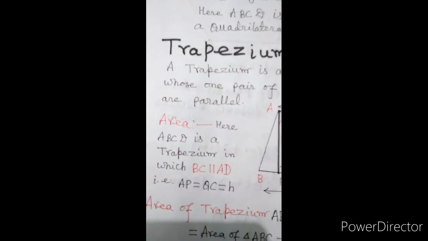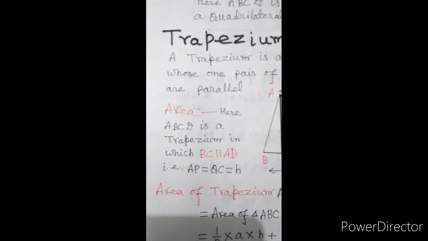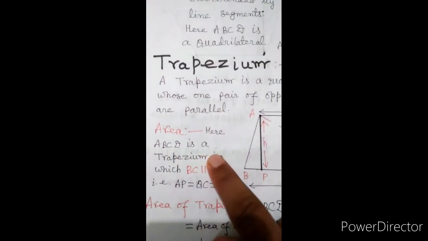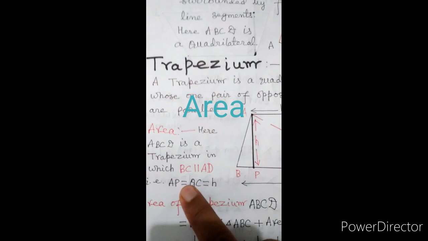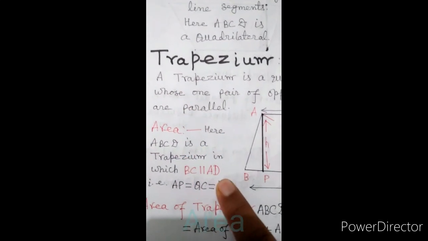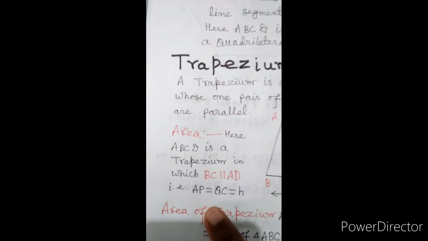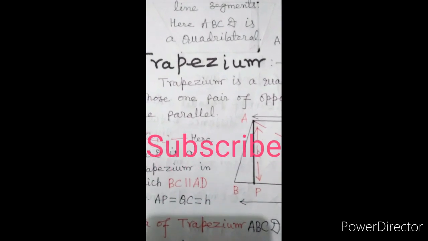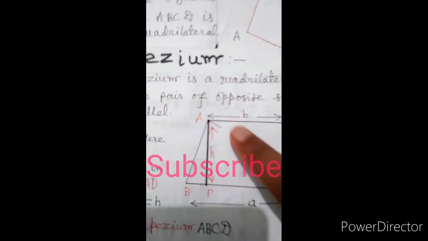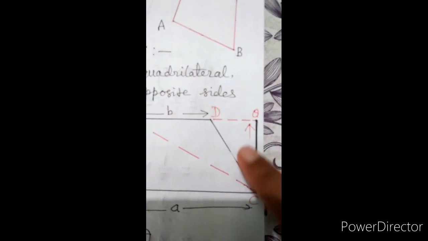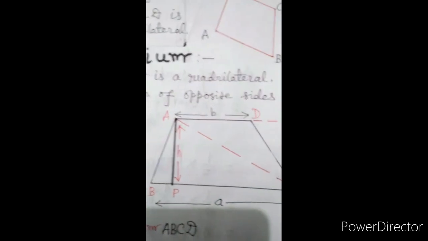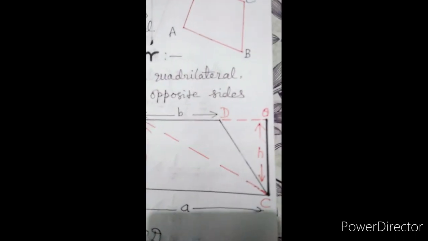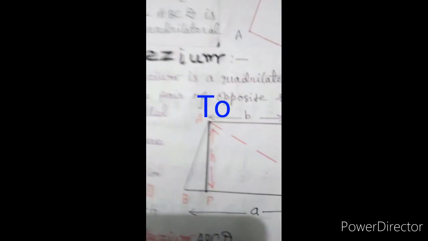Now what about area of a trapezium? Try to calculate it. Here ABCD is a trapezium in which BC is parallel to AD such that AP is equal to QC is equal to H. See here AP which is equal to QC. Distance is same, so it is represented by H.